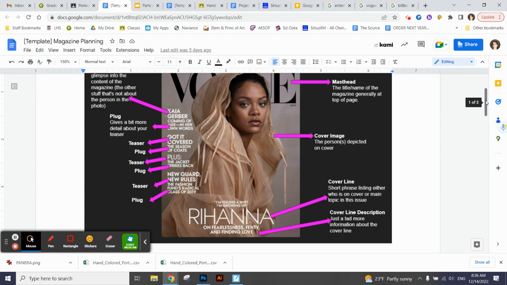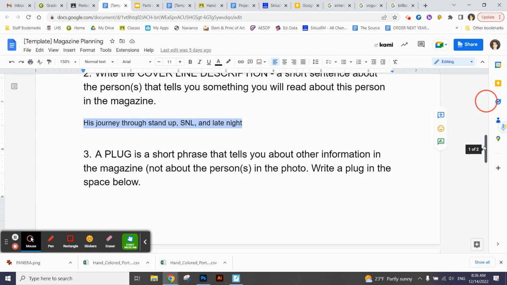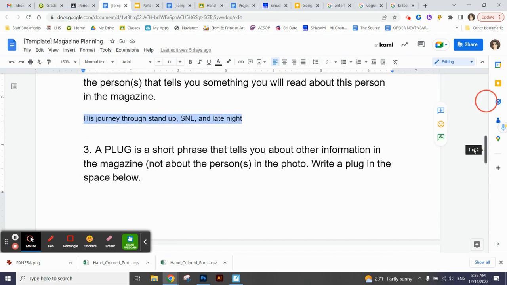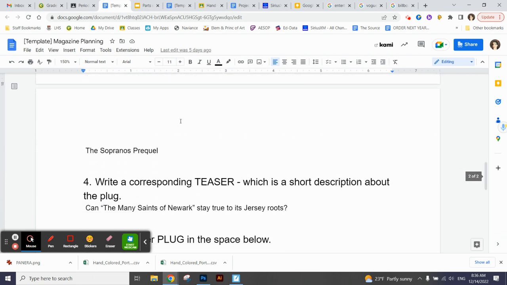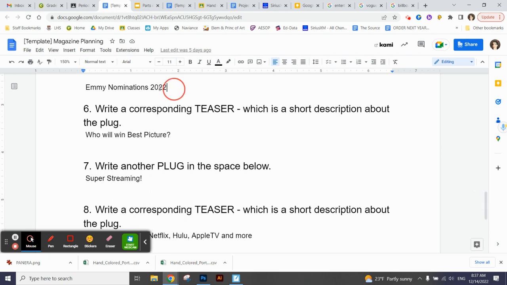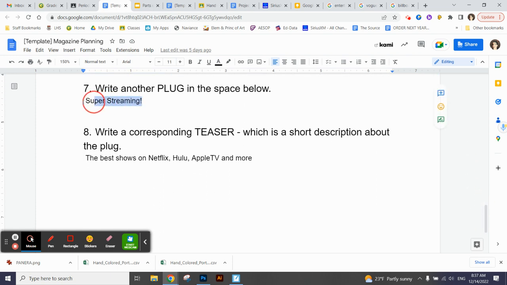Okay. So for my case over here, I started one here. My plug. Have to switch the order. But the first one will be the Sopranos prequel, because that was coming out last year. And then the little description underneath it was, can The Many Saints of Newark stay true to its roots? So it's a phrase that's two parts that relates to one another. The other one was from last year, Emmy nominations 2022, and then who will win best picture. So two little parts. Another one was just called Super Streaming. That's it. And then the description was the best shows on Netflix, Hulu, Apple TV, and more.